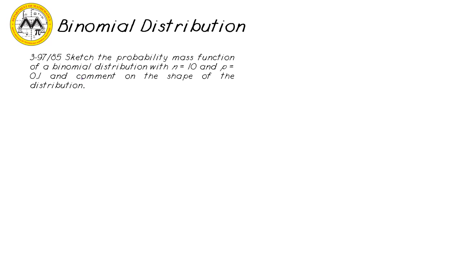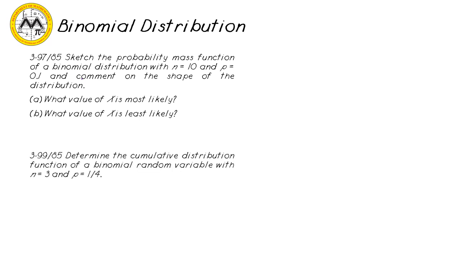Sketch the probability mass function of a binomial distribution with n equal to 10 and p equal to 0.1, and comment on the shape of the distribution. What value of X is most likely and what value of X is least likely? Determine the cumulative distribution function of a binomial random variable with n equal to 3 and p equal to 1/4. We can try to solve these problems using MATLAB.